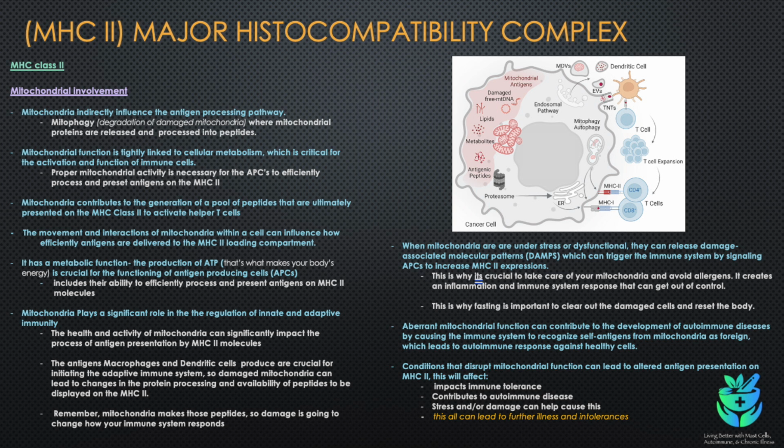Stress and or damage can help cause this. So just being under chronic stress, serious chronic stress, can make it 1,000 times worse. This can all lead to further illness and intolerances. So your mitochondria and stress and the MHC complex, man, they go together really tightly. So to get out of the danger zone, if you have a mast cell disorder, fasting is the best and fastest way to do this. I know it sucks, but you want to fix your health. Live with the pain of trying to heal now or the pain of disease later.